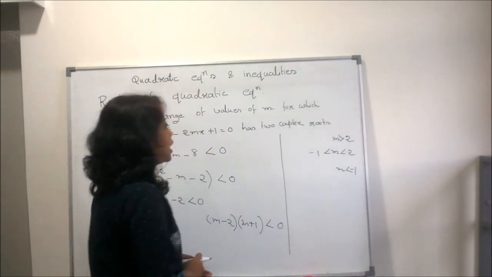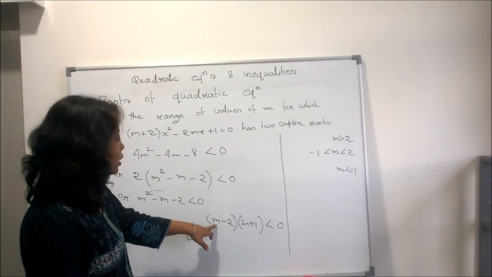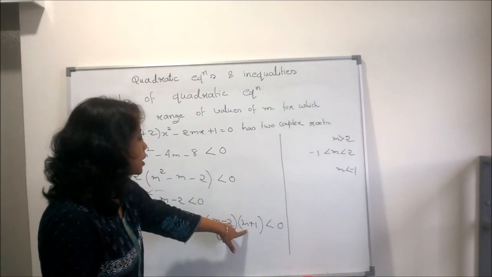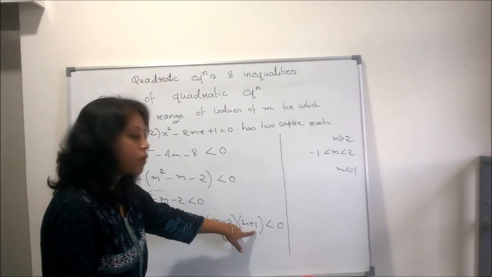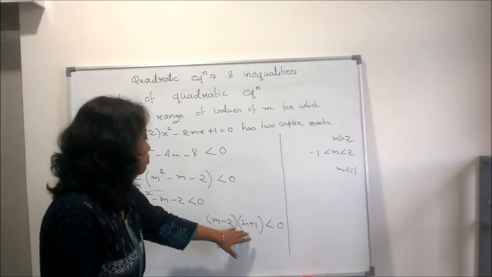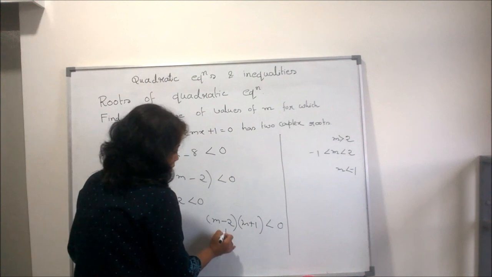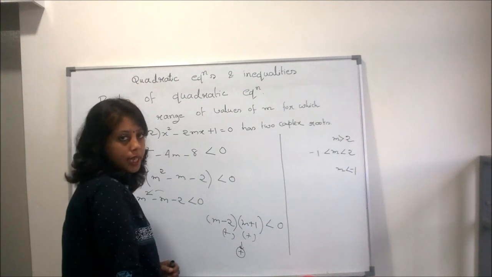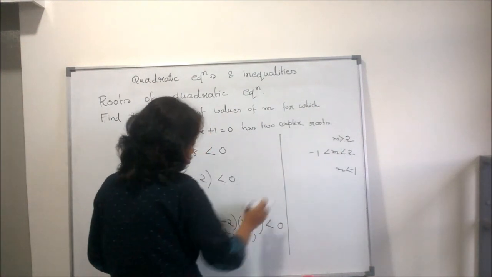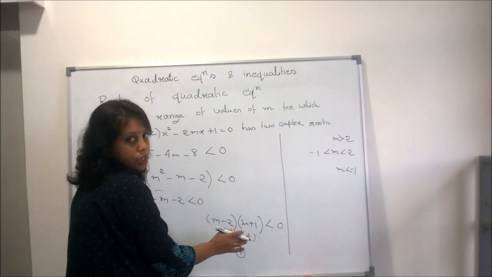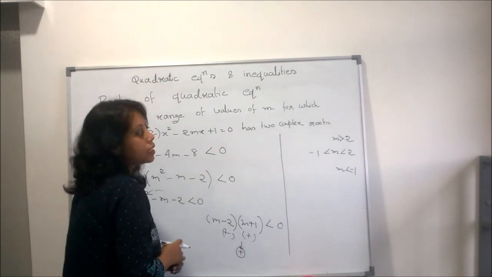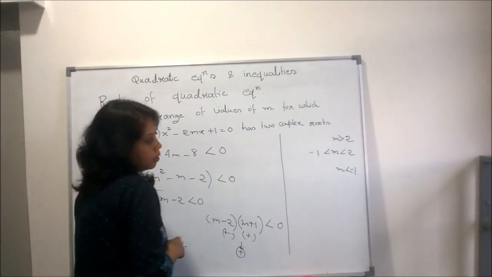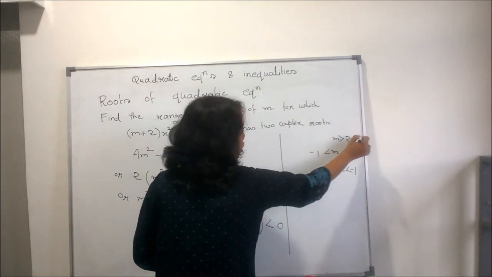If we take m is greater than 2, that portion is positive, and that portion also is positive. So this multiplication of two positives gives us a positive value, but our result is negative. So if we take m greater than 2, it becomes positive, so we do not consider this part. It doesn't belong to the range of m. It cannot happen.